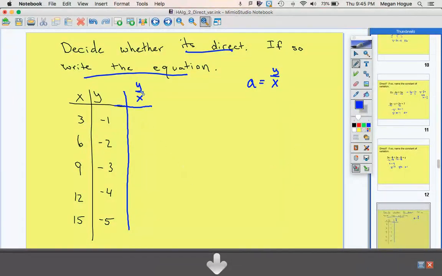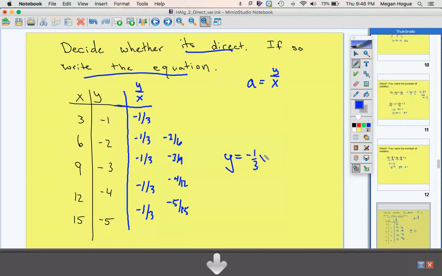You have to make sure you do y divided by x, because otherwise you're going to have your wrong a value. So it's negative 1/3, negative 1/3 when I reduce, negative 1/3 when I reduce, negative 1/3 when I reduce. If you'd rather write this as negative 2/6, negative 3/9, and reduce after you divide, that's okay too. I don't care which you show me, but you have to show me one. So they are all the same. So then your equation, you take that a value, y equals negative 1/3 x.